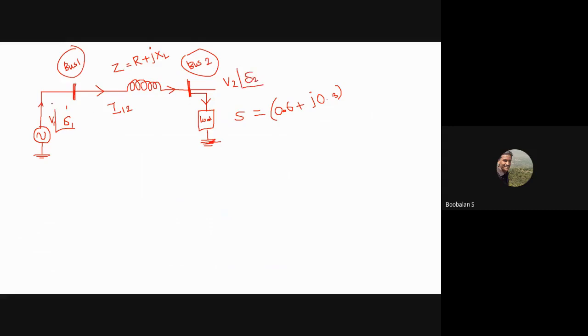Actually, V1 and delta 1 you could easily find out because it's my sending end, but the receiving end will be somewhat difficult because there is a transmission line impedance, and the source side is also going to be affected by these things. So we need to calculate those things also. We'll have two conditions, for example. Here we have two buses, bus 1 and bus 2, a totally two-bus system.